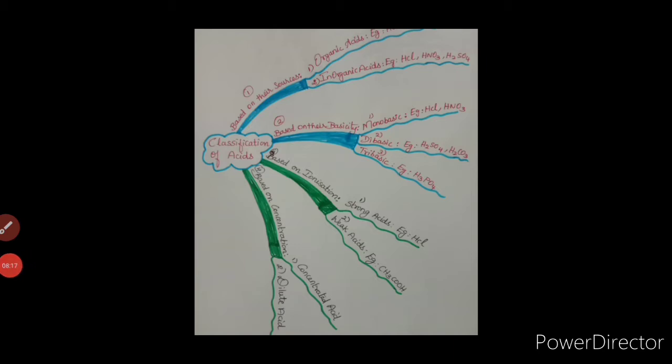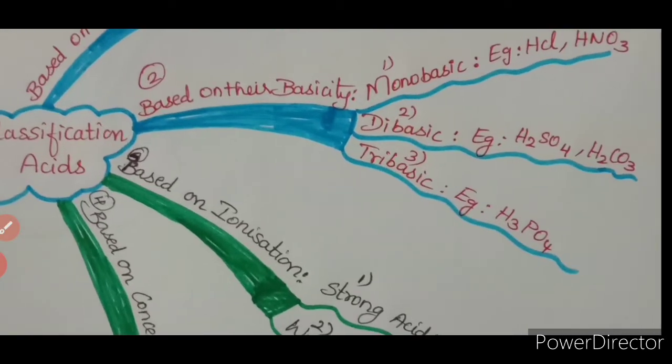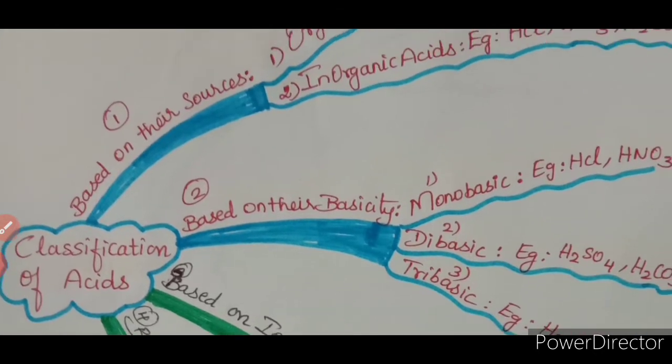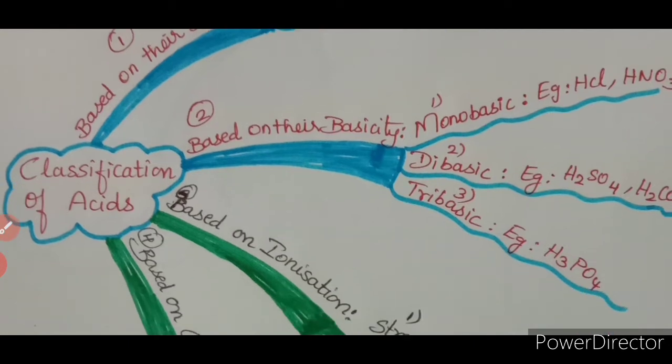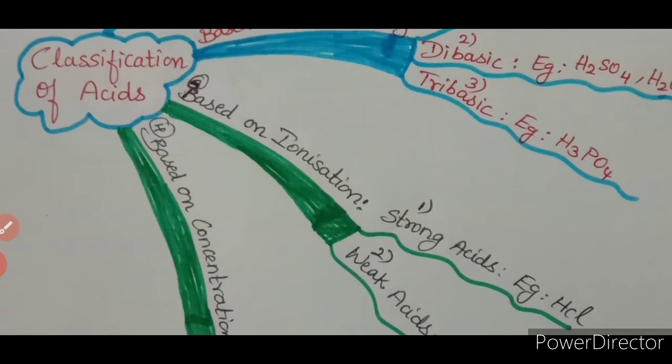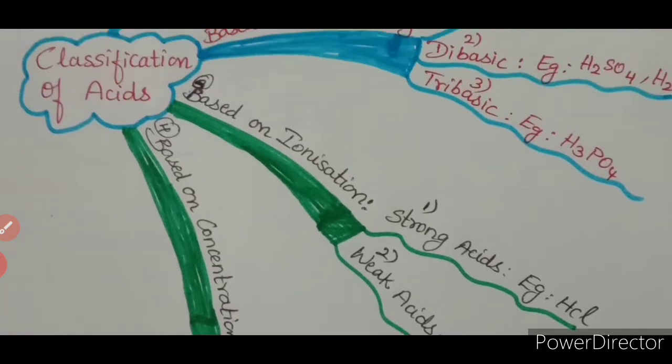So this is classification of acids. This is a small mind map for you all to get the basicity and their sources etc. registered in your mind easily. Okay, so listen carefully. Classification of acids. You have 4 types of classification. The first one is based on their sources, the second one is based on their basicity, the third one is based on ionization, and the fourth one is based on concentration.